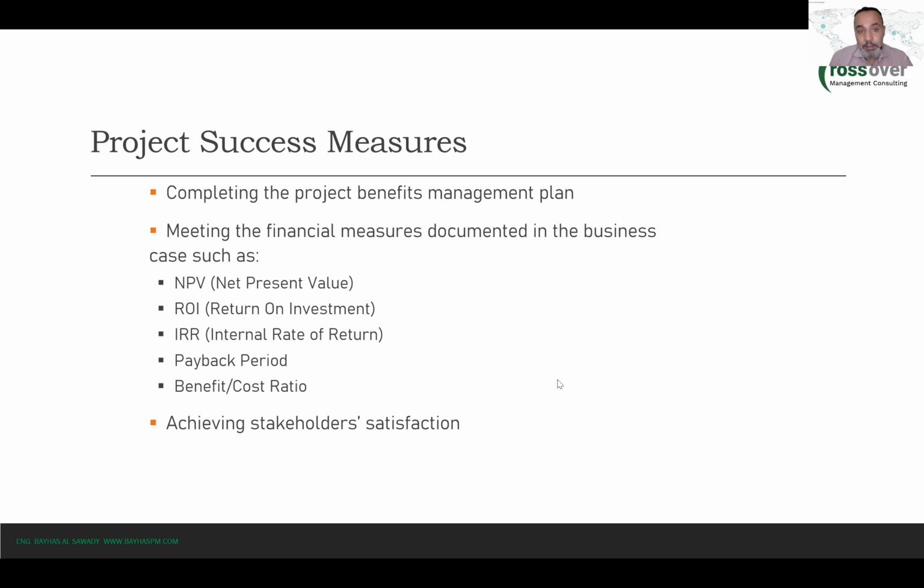And especially, of course, if those targeted benefits are financial, because most of the organizations focus on the financial benefits of any project, and financial benefits are usually measured by different metrics. Those are the metrics that we usually use in order to measure the financial benefits of a project. Those are important for you to understand as a project manager.